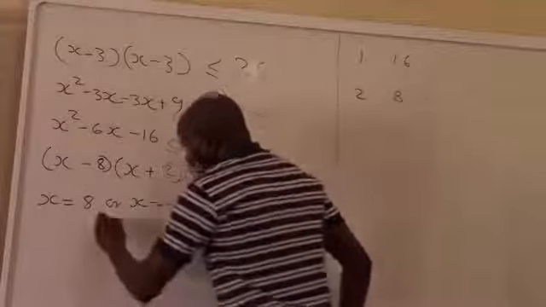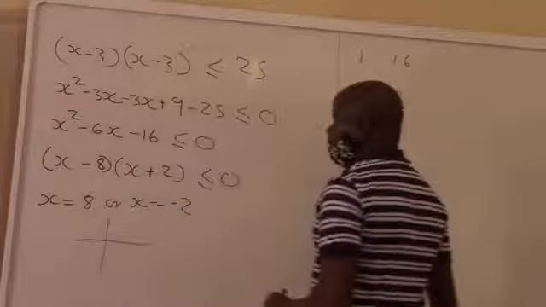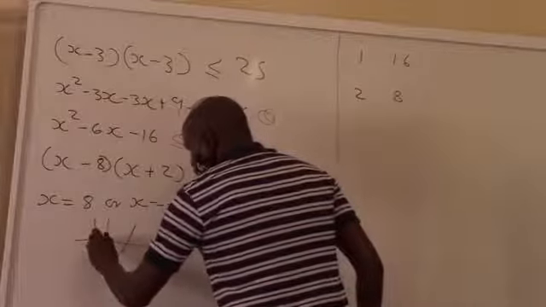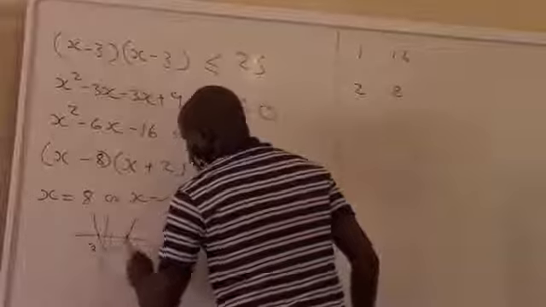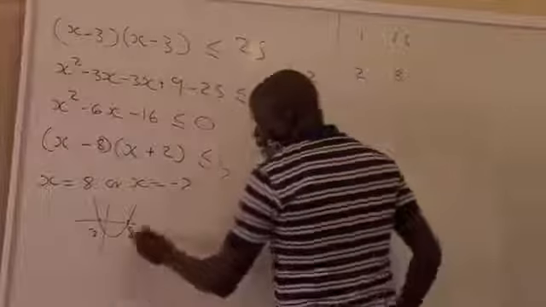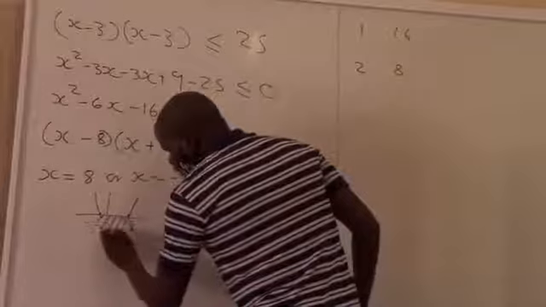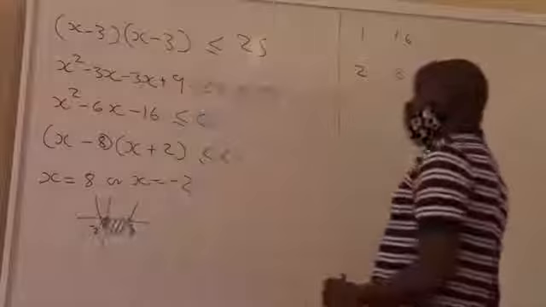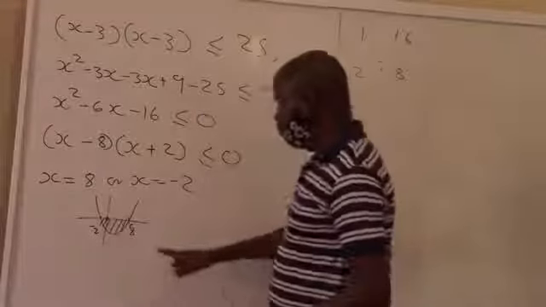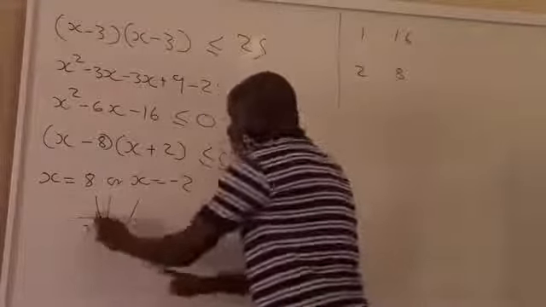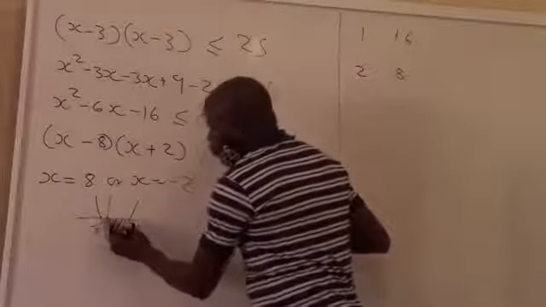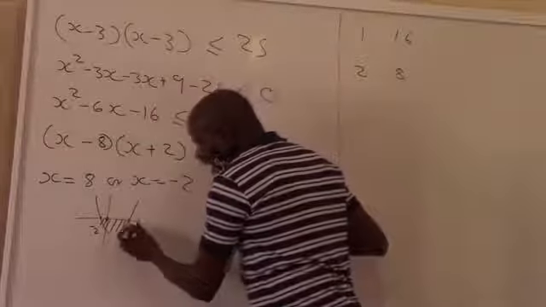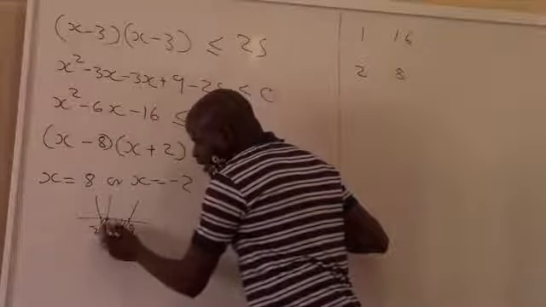Then these critical values, we must show them in a rough sketch. So in this case, it happened to be negative 2 and then 8. So it's less than. For less than, we talk about this region here, which is below the 0 there. That is what we are dealing with. So that region means any value greater than negative 2 will give us anything in that region, or any value that is less than 8 will give us anything within that region there.